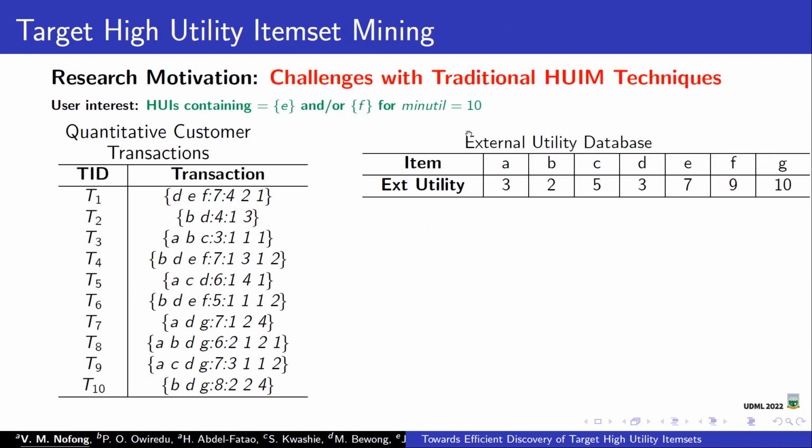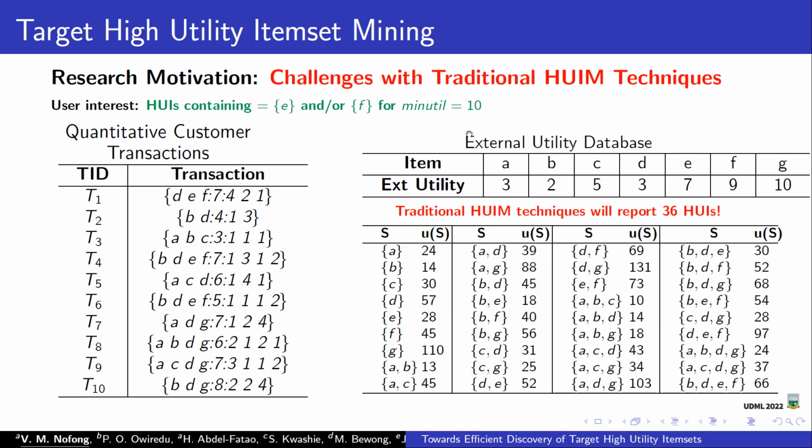So I will simply use this example to show the challenges with the traditional high utility item set mining techniques. We assume that the user is interested in high utility item sets that contain either E and/or F. If we set a minimum utility threshold to 10, traditional high utility item set mining techniques will report 36 high utility item sets. The burden is now on the user to search through these reported ones to identify those that contain E and/or F.